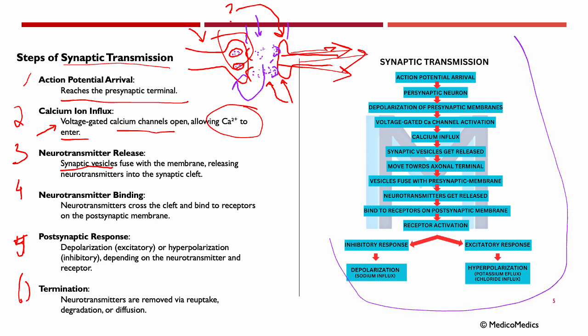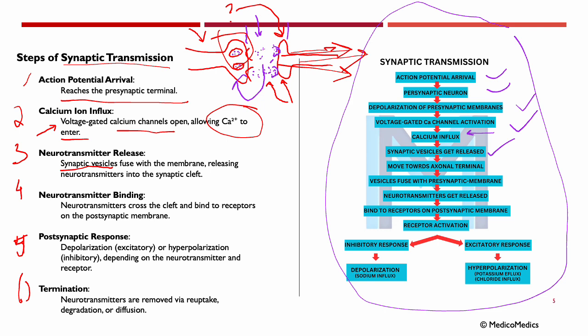So here you can also see an illustration of more steps involved. We have the action potential arrival at the presynaptic neuron. We have depolarization of the membranes. We have voltage-gated calcium channel activation, calcium influx. This leads to the vesicles fusing to the membrane and getting released. The neurotransmitters are getting released.